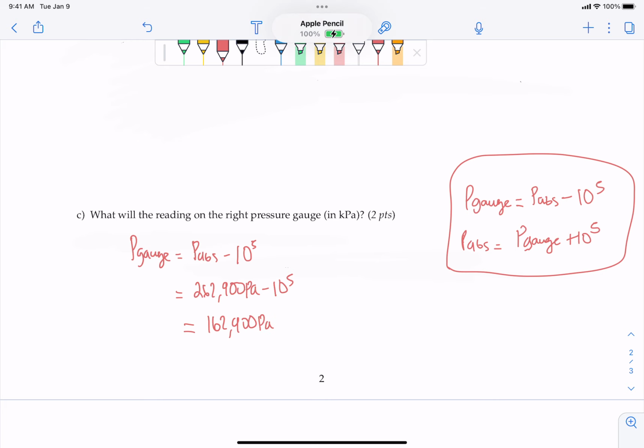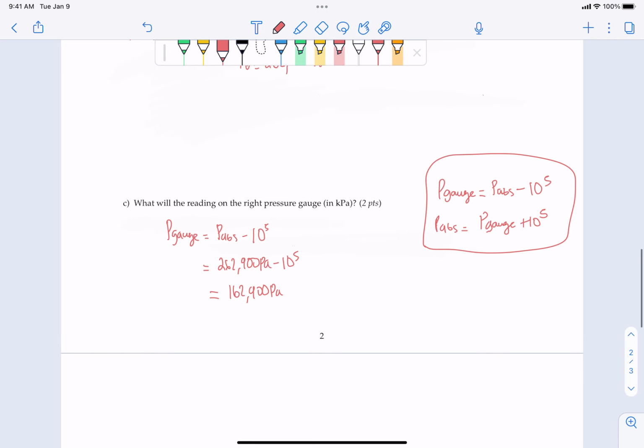Is it on the equation sheet? I haven't looked at the equation sheet, to be honest, but oh, awesome, it is. Cool. So P gauge is equal to P absolute minus 1 atmosphere, and 1 atmosphere is 10 to the fifth pascals. Cool. Well, there you go.